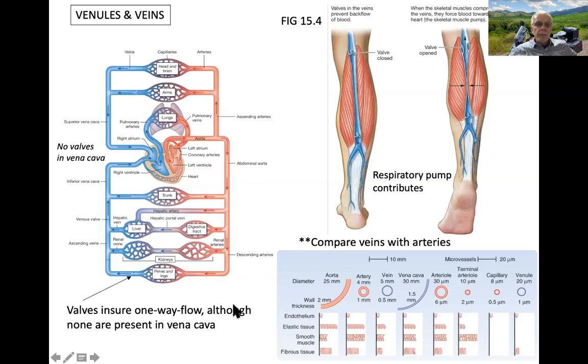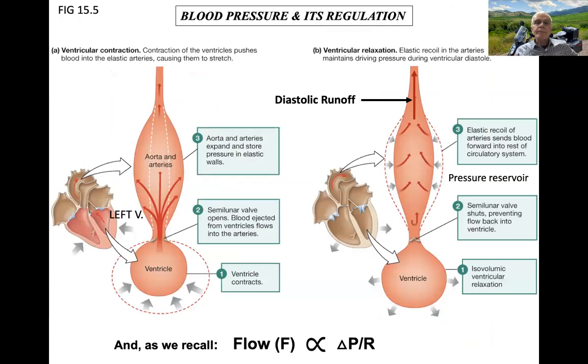These valves, and before I leave this, I want to pay attention to the notes that I've pasted on here for you. I did this just yesterday. There's no valves in the vena cava. It's only in the veins, the large veins, but the real large veins, the vena cava, no valves, neither in the superior or in the inferior vena cava. Okay. Blood pressure and its regulation.